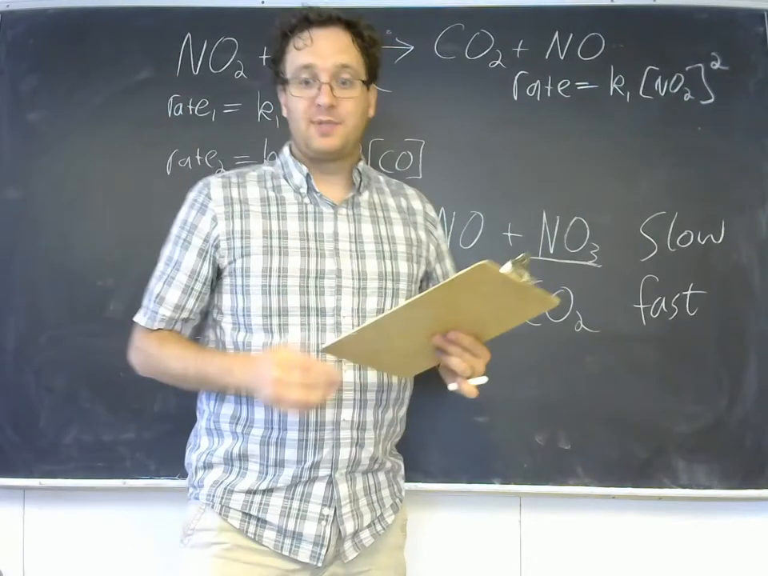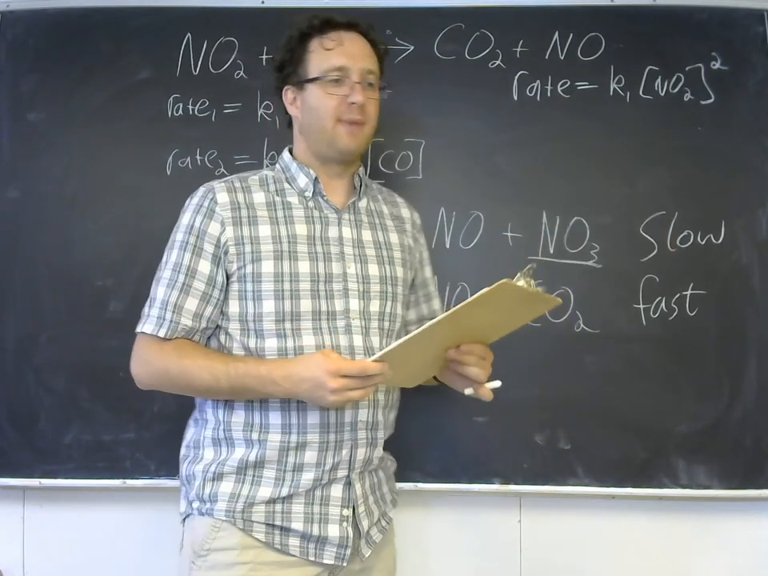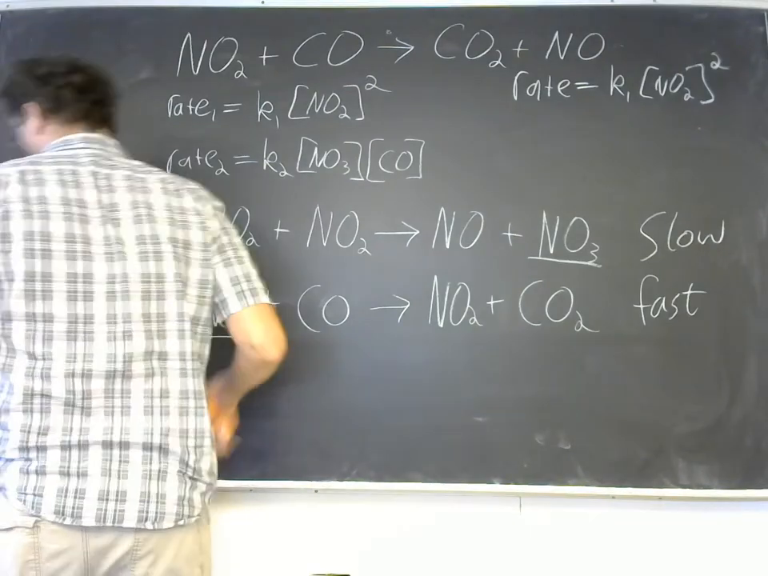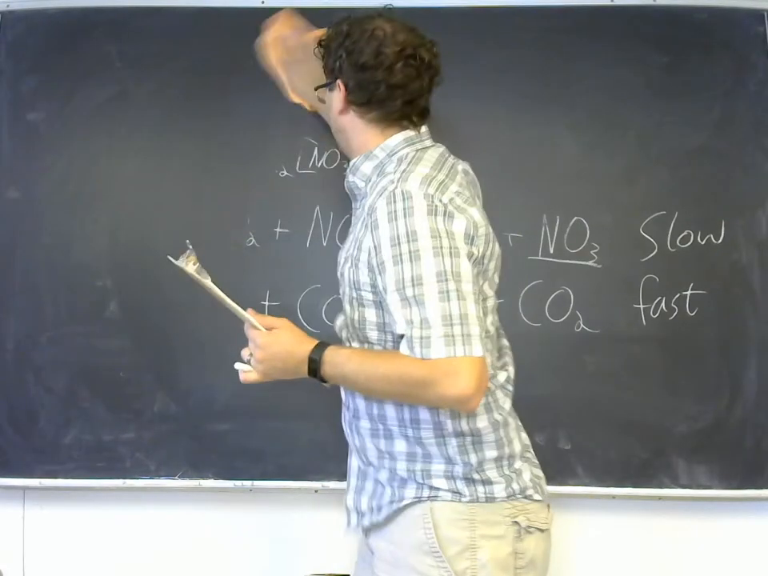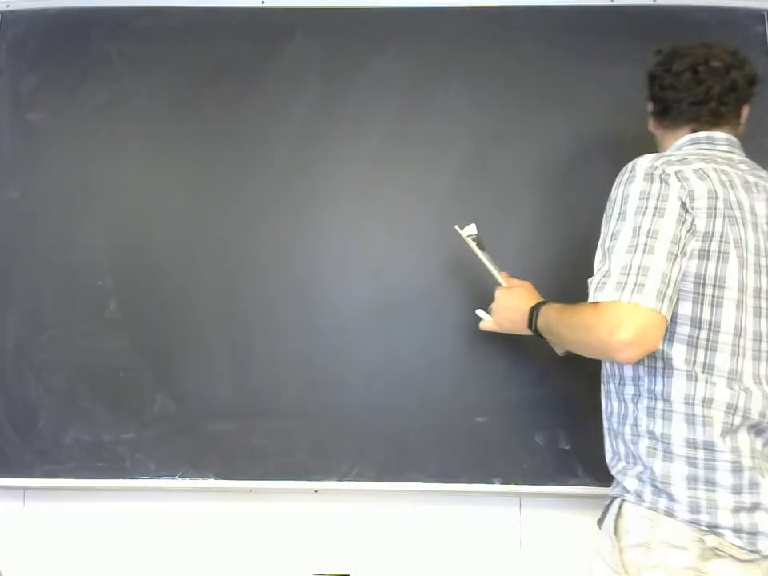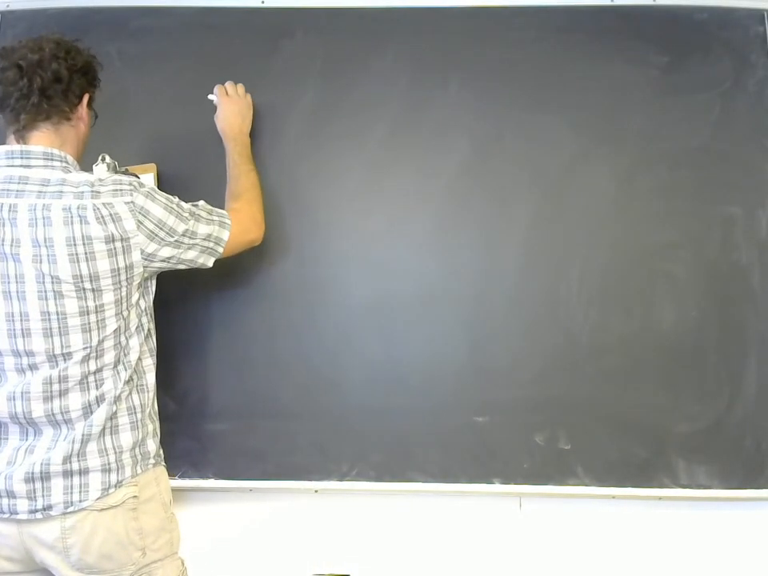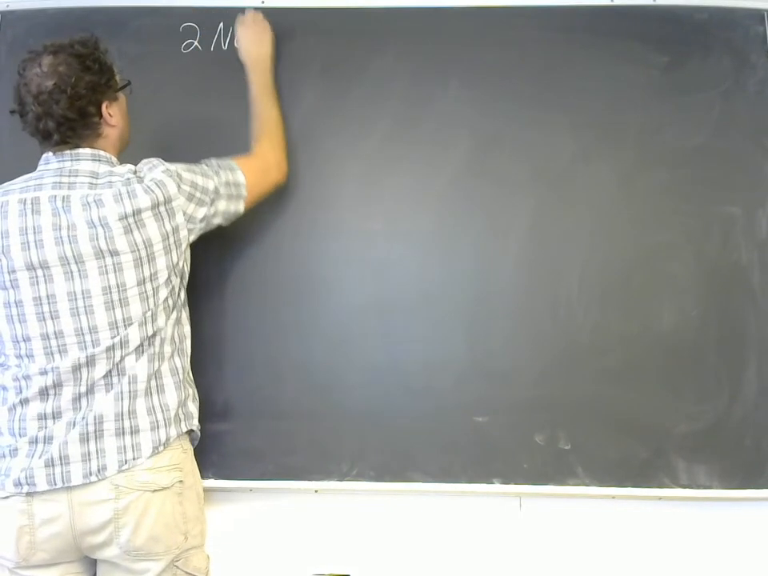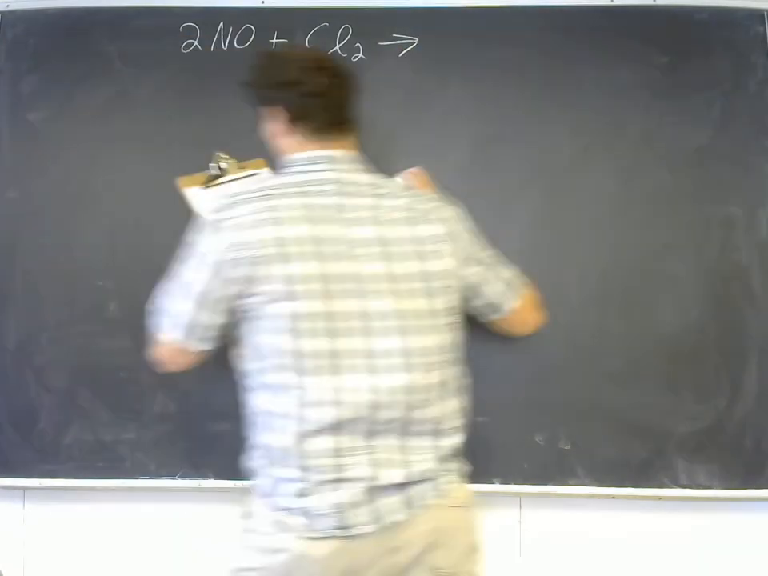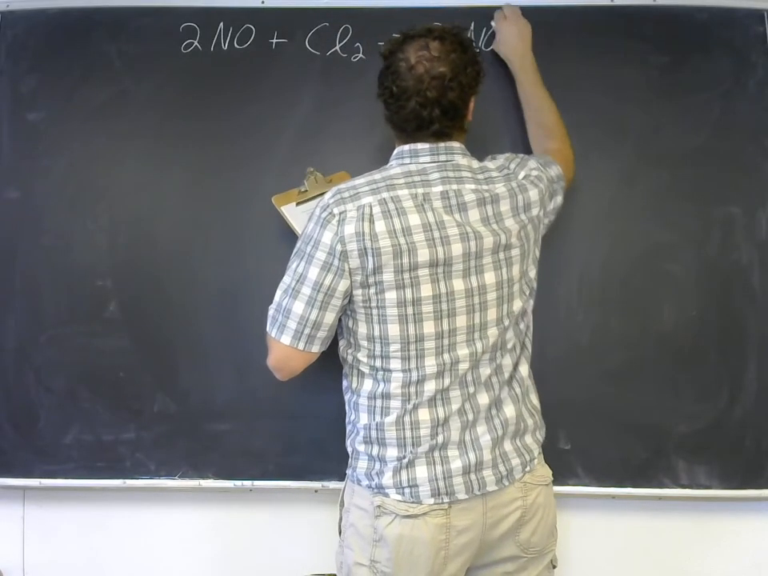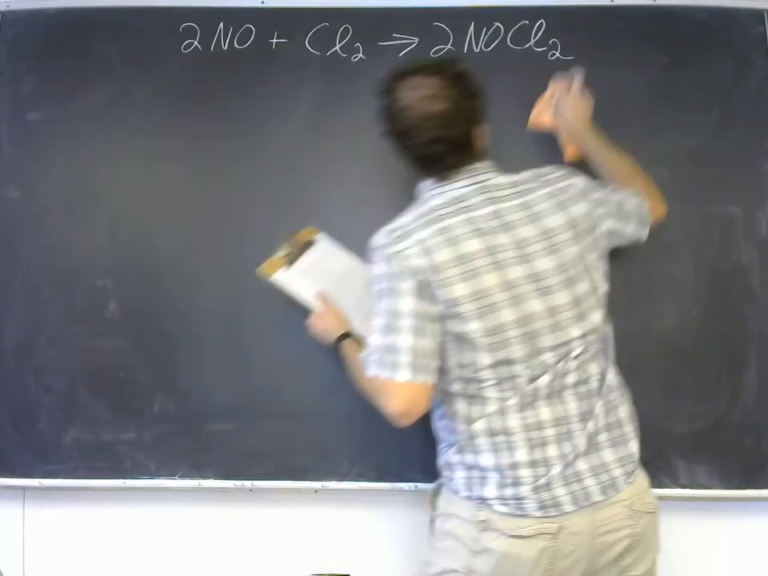Okay, now sometimes you're going to run into more complex mechanisms. So let me just erase this. We will start all over with a new reaction. Okay, so let's consider this overall reaction. 2NO plus Cl2, that is going to form 2NOCl.